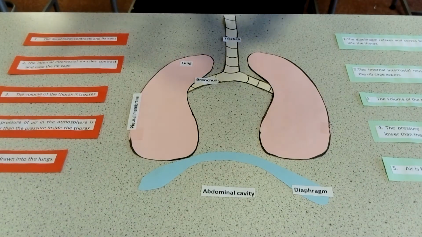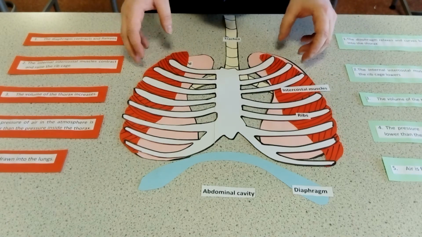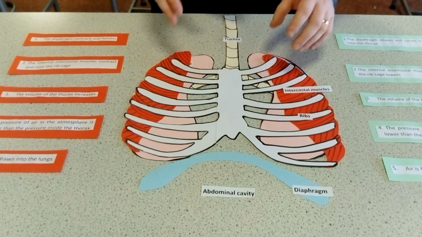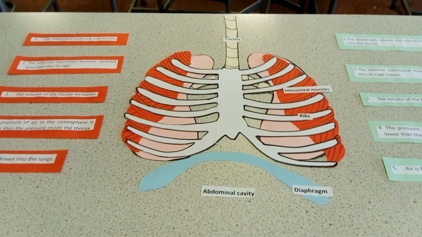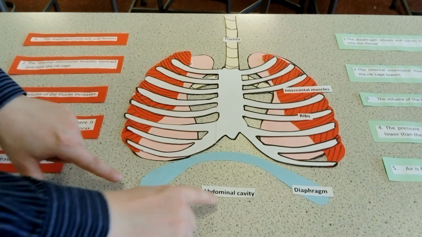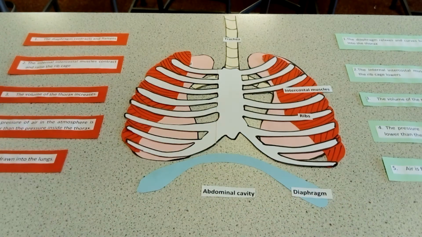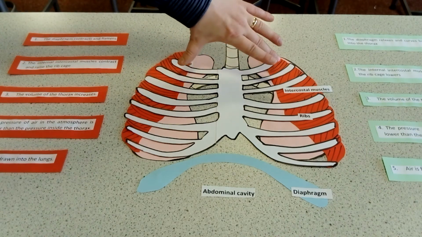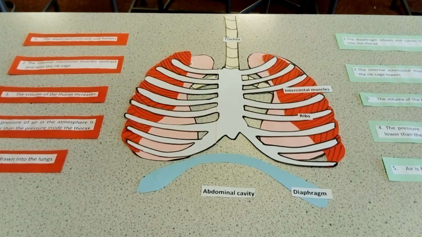So, if we want to discuss how air is taken in and out of the lungs, remember, the process of taking air in and out of the lungs is called ventilation. So, if we're talking about how air is drawn into the lung, the first thing that happens is that the diaphragm flattens. The intercostal muscles contract, raising the rib cage up.